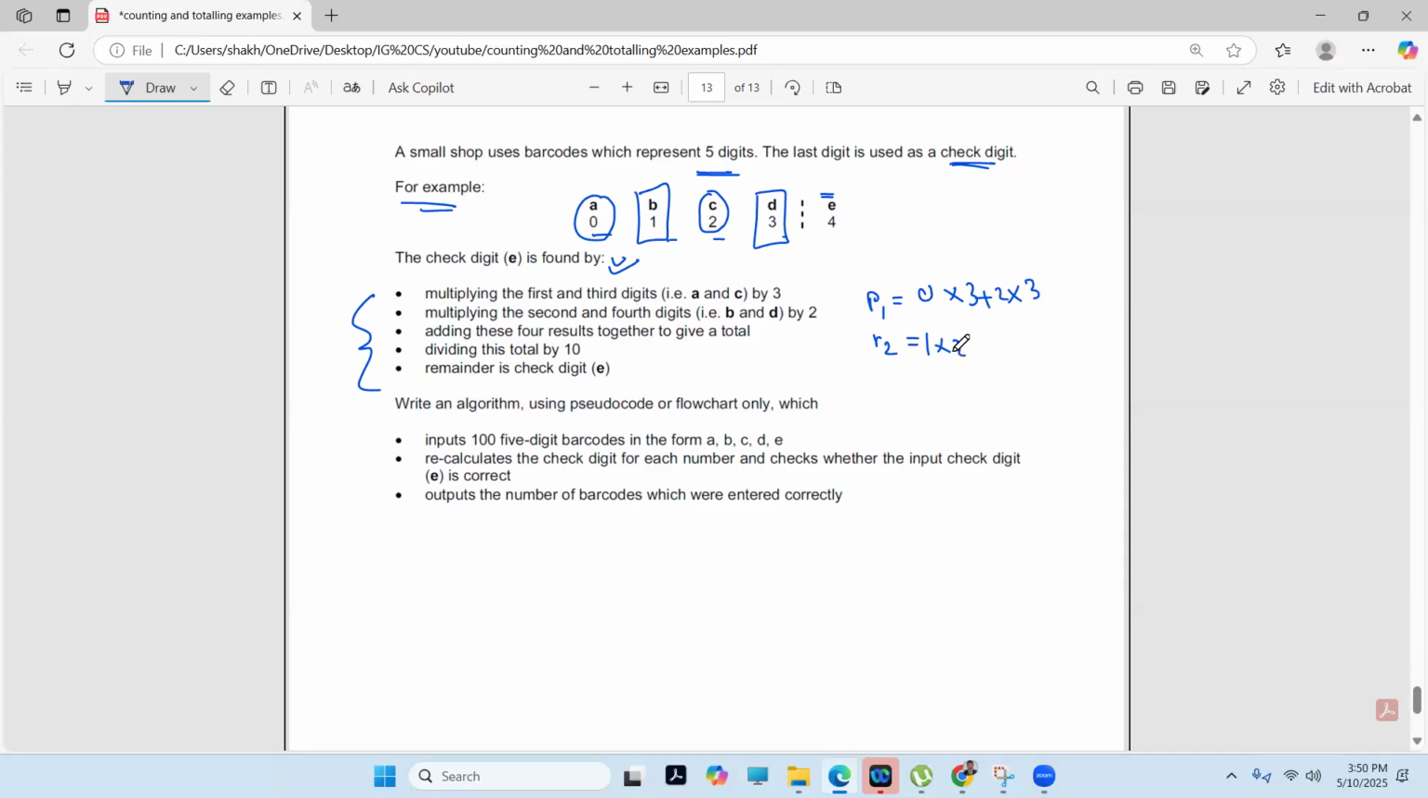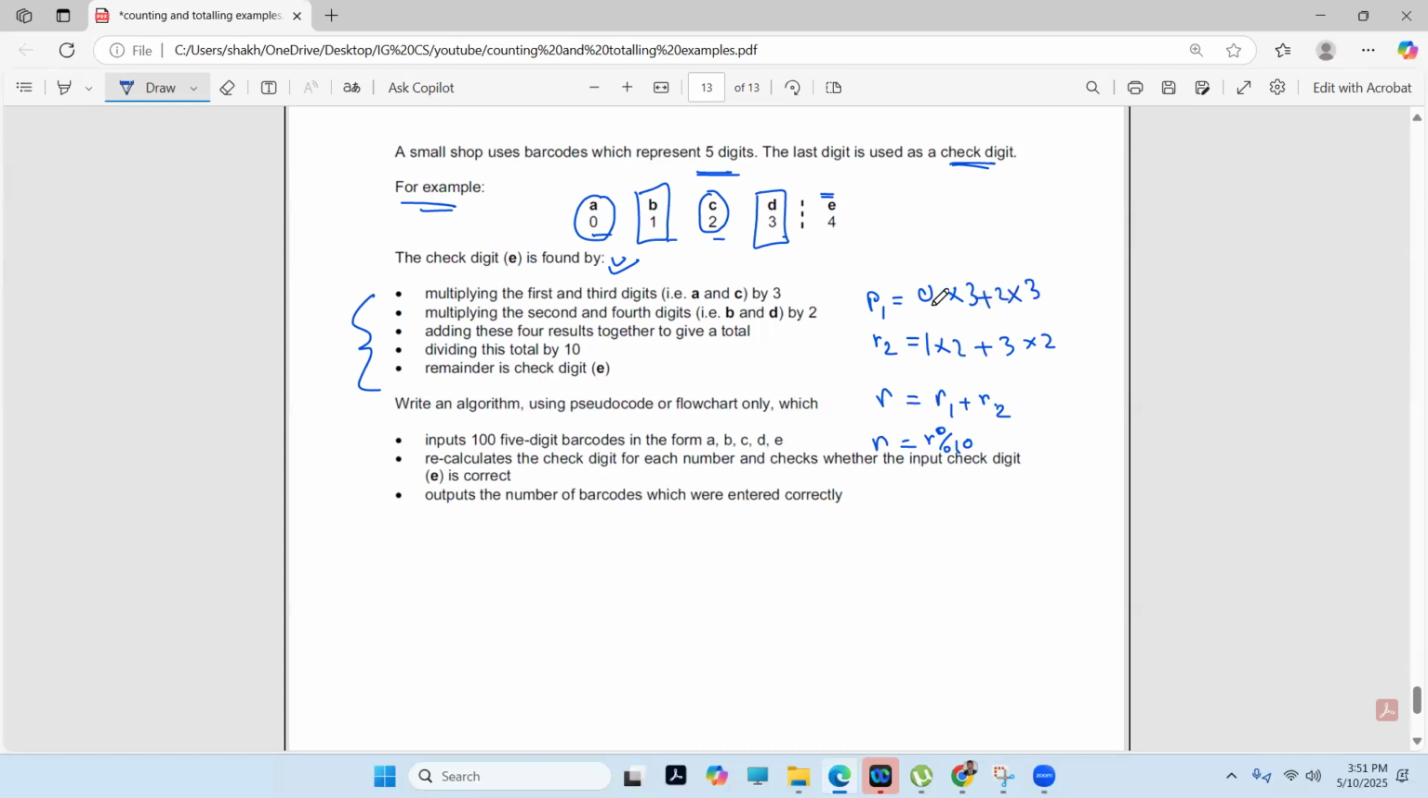Second and fourth digit by 2. That means 1 multiplied by 2 and 3 multiplied by 2. Adding these 4 results together to give the total. So R equals R1 plus R2. Then dividing by 10, and the remainder, so we have to use the modulus operator. I hope you remember. That's the logic. The remainder is the check digit.